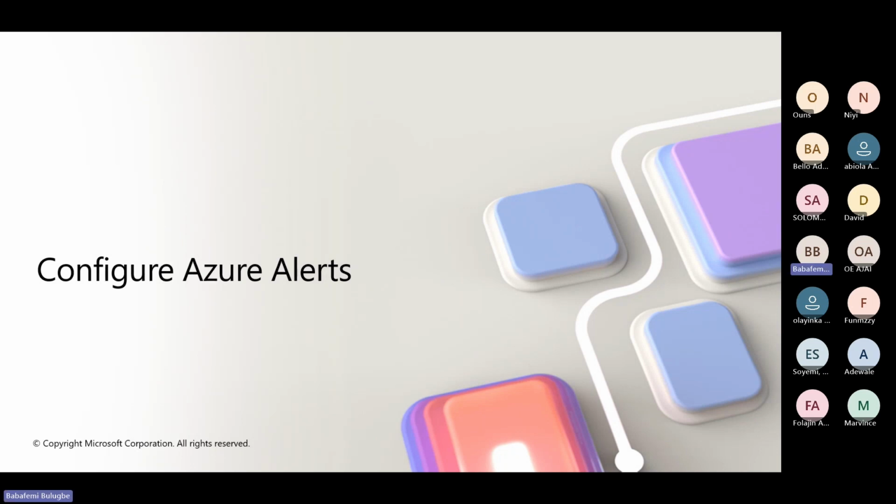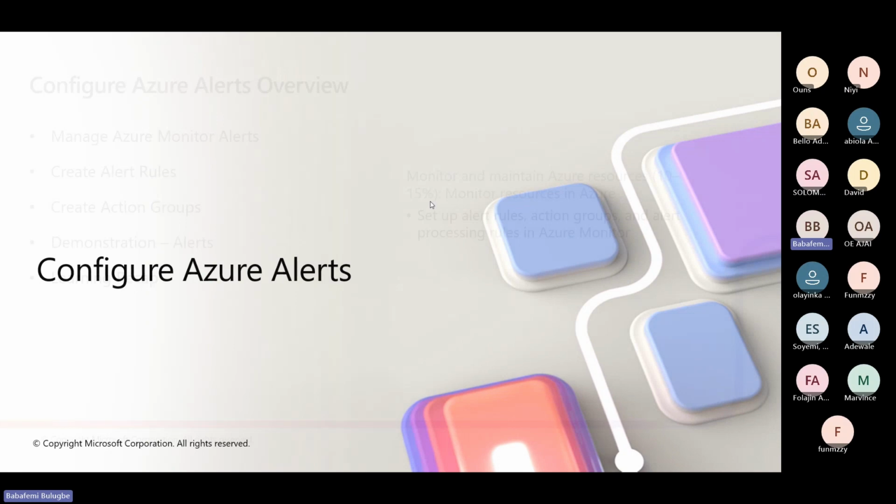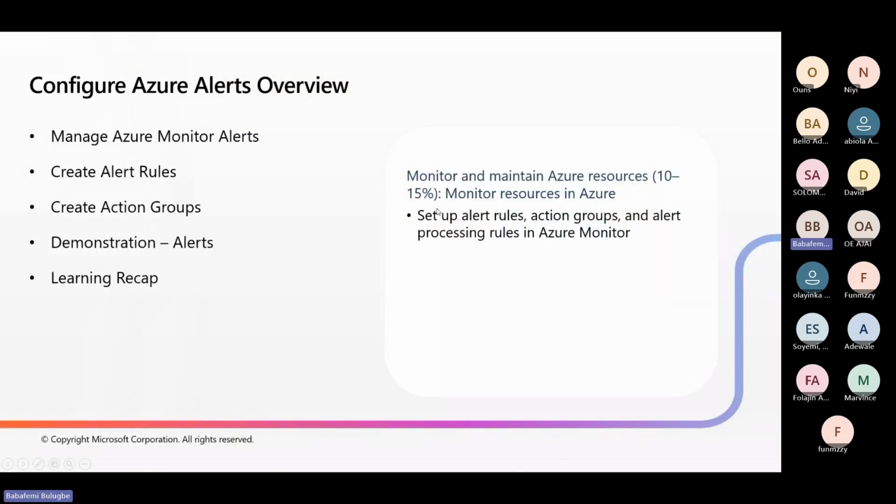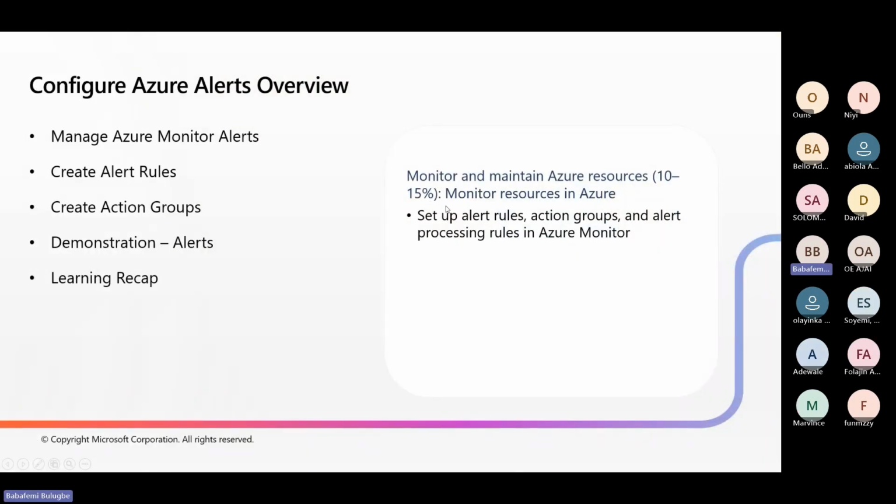Okay, so let's talk about the Azure alert. Based on the data that you've collected within your Azure Monitor, you create an alert. You create what we call an action group. An action group is: who are you targeting? Who will get this information, this alert?